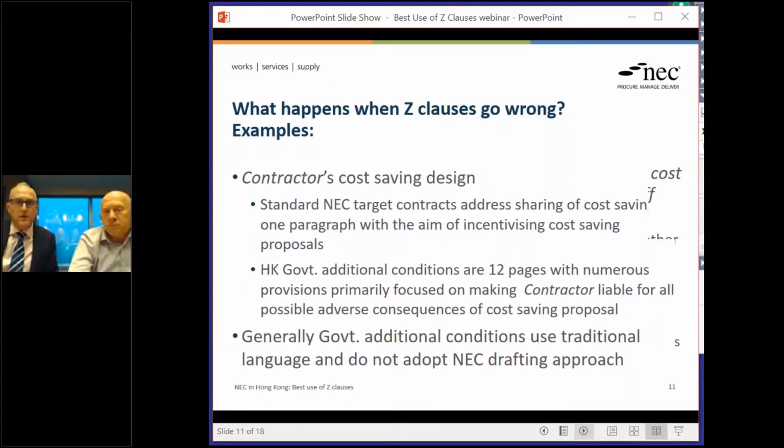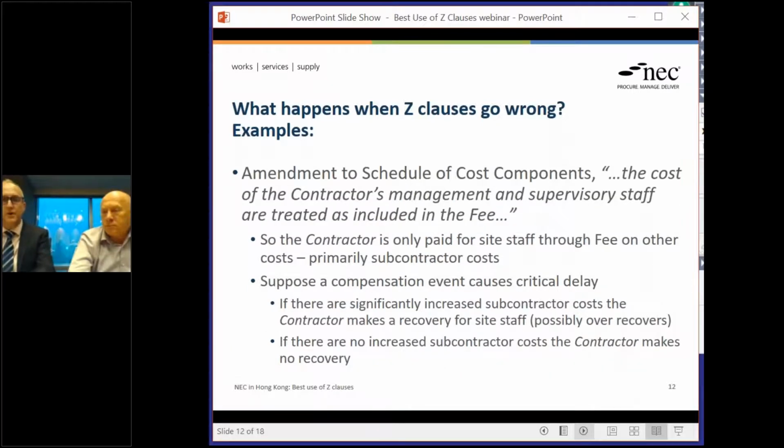And then I think this is another interesting example, and it's an example of the importance of thinking through the consequences of amending one part of a contract on the other bits of the contract you're not amending. And it's an amendment that's made to schedules of cost components in NEC, which I'm sure many attending this webinar will know.